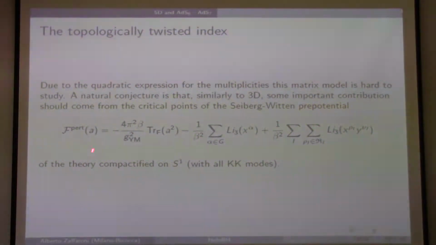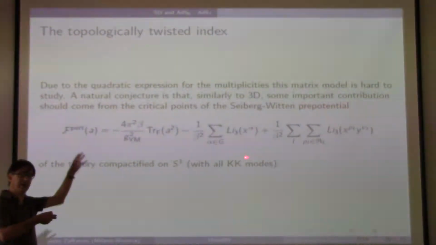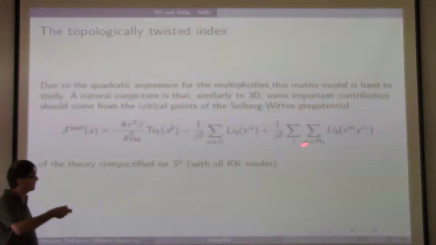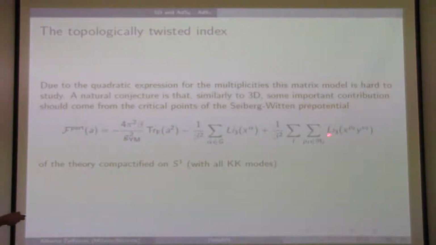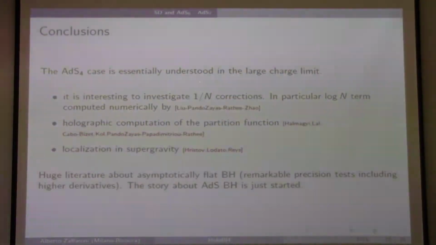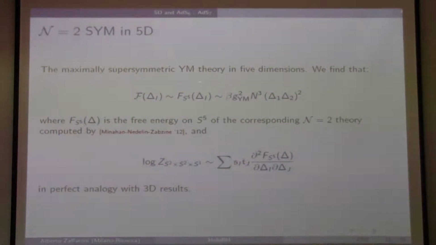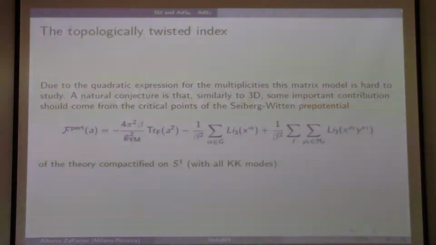So if you write the Seiberg-Witten prepotential of the four-dimensional theory, this is a formula that was written by Nekrasov 20 years ago. If you sum over all the Kaluza-Klein modes, this is important, you keep all the Kaluza-Klein modes, the one-loop contribution of the matter field can be resummed to a polylog function. And this is the form of the Seiberg-Witten prepotential as a function of this variable A, with all the Kaluza-Klein modes.